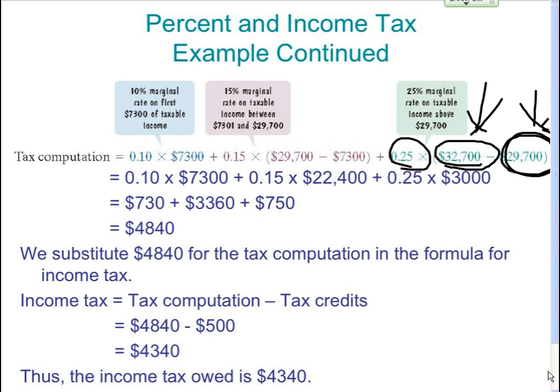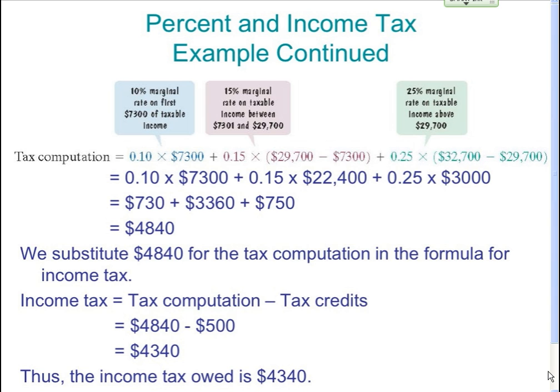All right, once you put that into your calculator, you're going to add those all up, and she has to pay taxes of $4,840. But she has $500 in tax credits. So you take off the $500, and the total amount of taxes she owes for the year is $4,340.